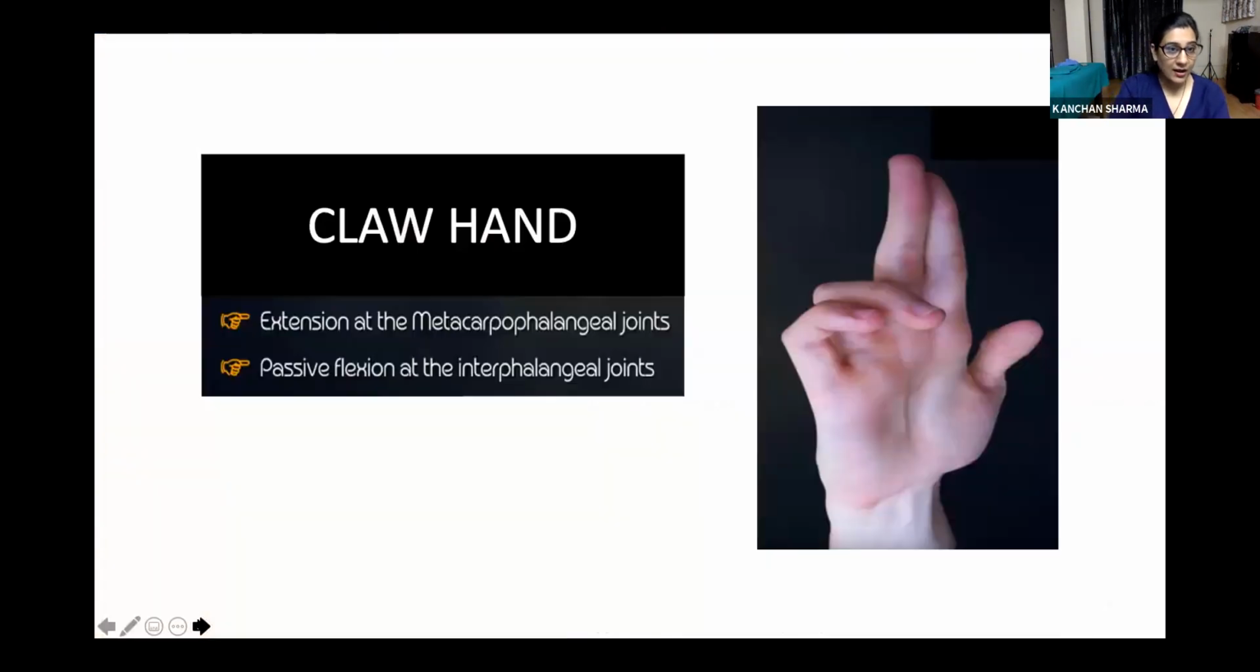Then claw hand: it is because the lumbricals are not functioning. But since the ulnar nerve supplies only the third and fourth, you're going to have the problem with those. See now how it is. The metacarpophalangeal joints are extended and the interphalangeal joints are flexed. So if you know the normal function, picking up the abnormal is very, very easy.